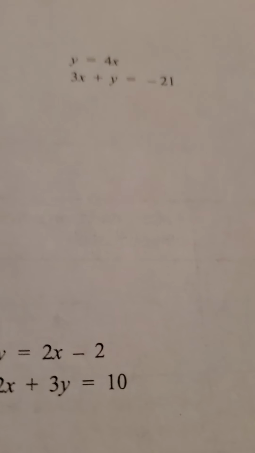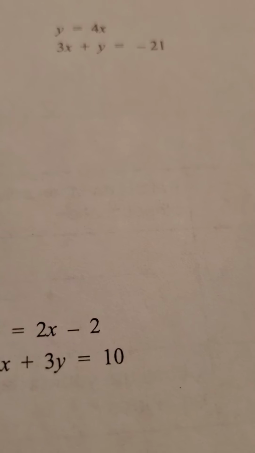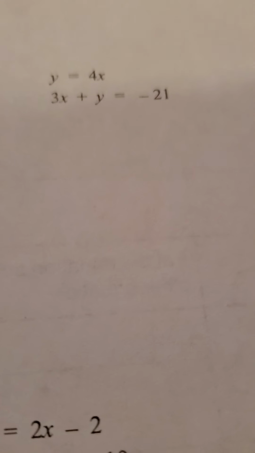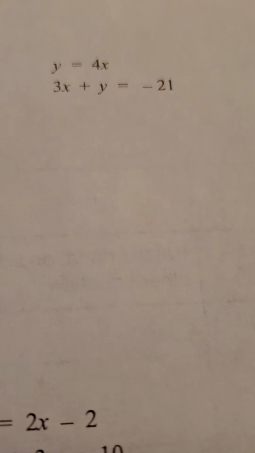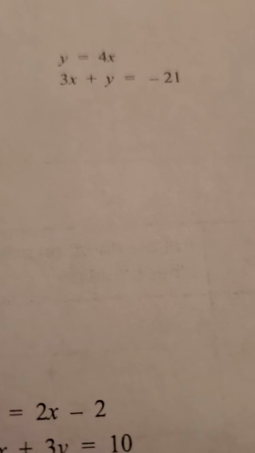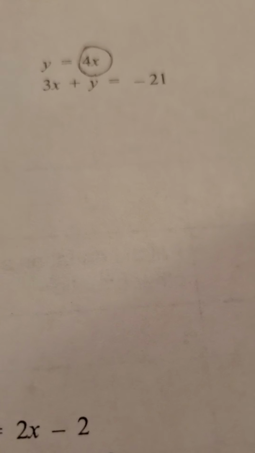Okay, 2 more examples here. Every time we're going to use substitution, we're already going to have one of our variables solved for. So again, I got one of my variables solved for here, and I got y equals 4x and 3x plus y equals negative 21. This time again, I have what y equals, and it's just the expression 4x right there.